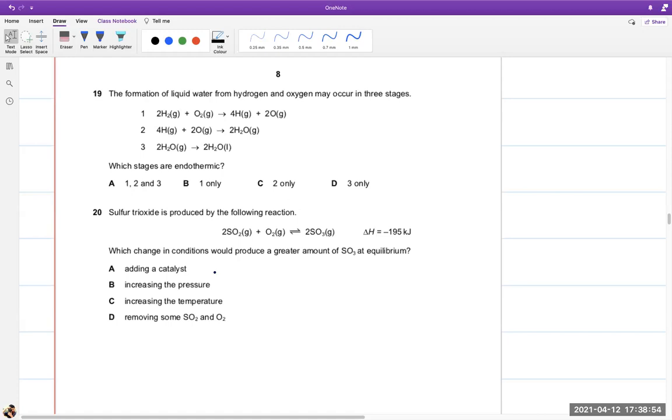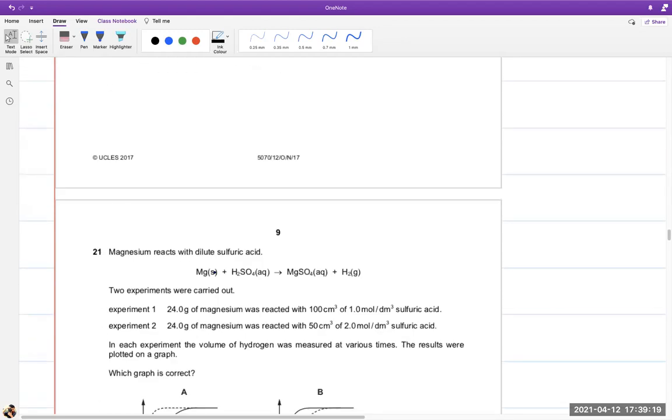So let's see which option matches it. It says add a catalyst. Adding a catalyst will speed up the reaction, but for both sides. So it's not going to help us in shifting the equilibrium to one side. Increasing the pressure, definitely. The left side has 3 moles of gas, right side has 2, so it can easily drive the equilibrium to the right side. C will push it back, and D will also push it back. So B is the answer.